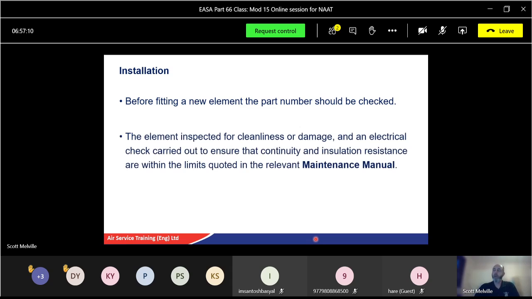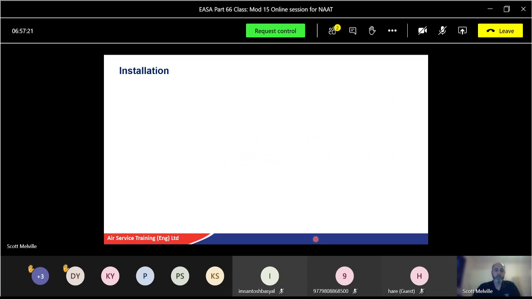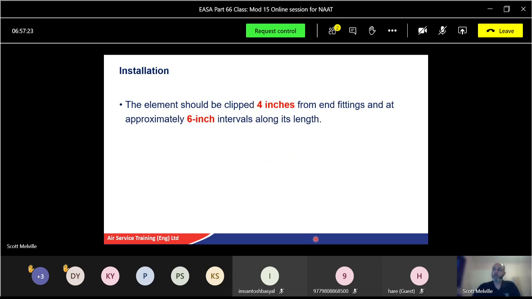Element inspected for cleanliness, as usual. Cleanliness, damage, and electrical checks should be carried out. Ensure continuity and insulation resistance are within limits of your relevant maintenance manual. Element should be clipped every 4 inches from end fittings. So maybe highlight this one, guys, and at approximately 6-inch intervals along its length.